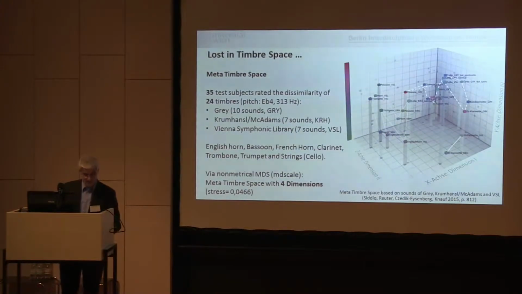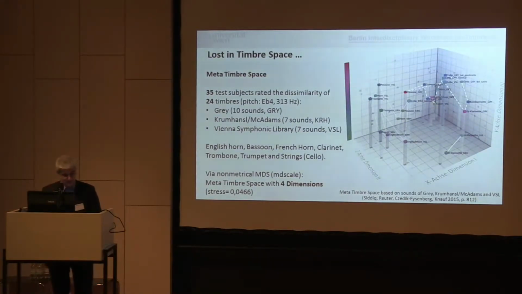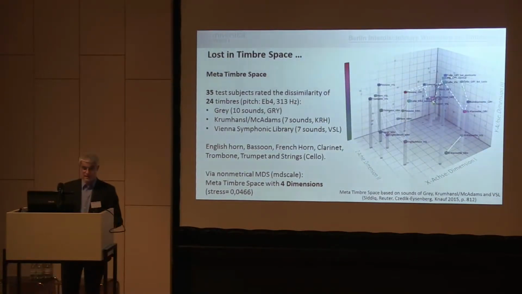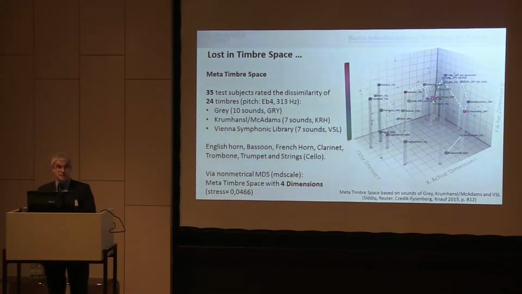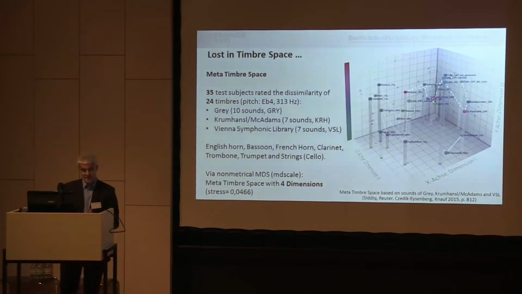So a replication experiment with corresponding instrument timbres of the timbre spaces of Krumhansl and McAdams, who used the same stimuli set, and of Grey, as well as timbres of the Vienna Symphonic Library, could shed light on the comparability of the timbre spaces. In a listening experiment, 35 listeners aged between 19 and 72, 20 males and 15 females, rated 276 randomized timbre pairs on a scale from 1, very same, to 10, extremely different timbres.